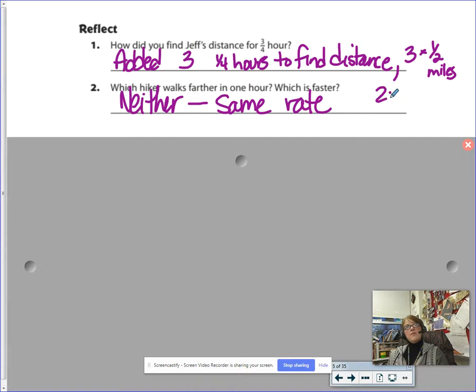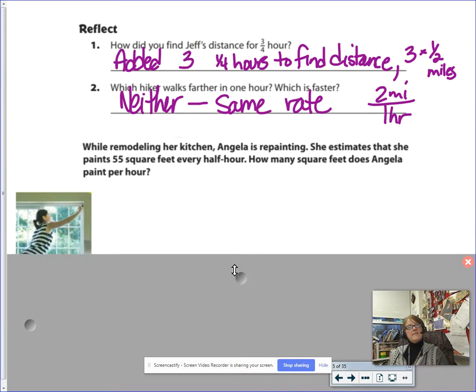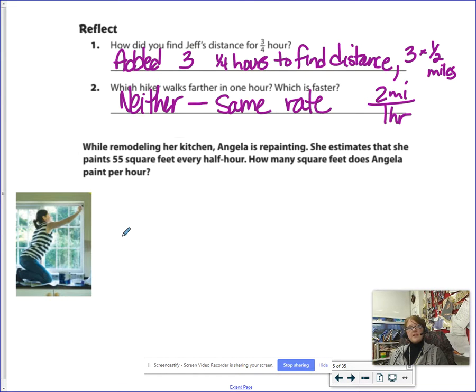They're both 2 miles in 1 hour. 2 miles in 1 hour. All right, let's look at the next one now, and let's get into some of these.